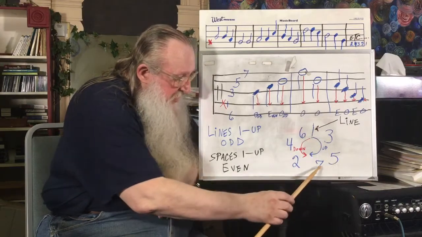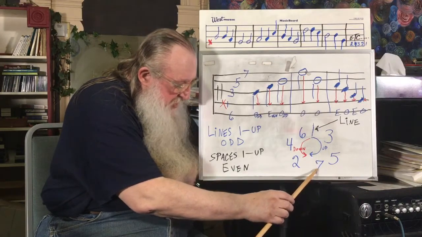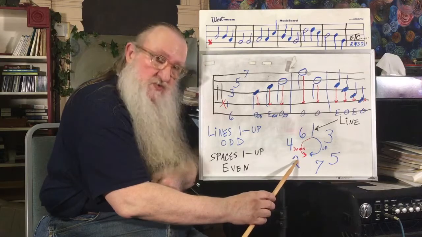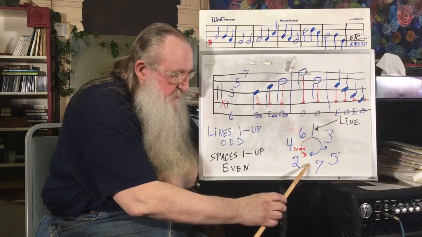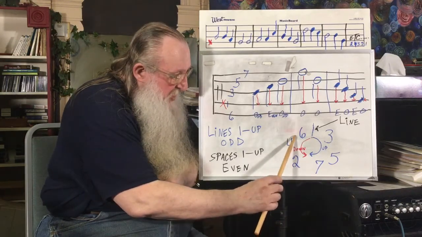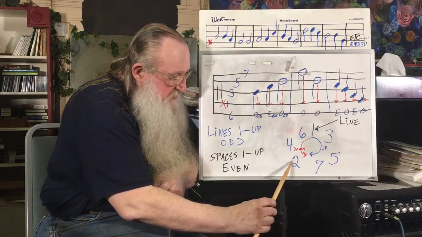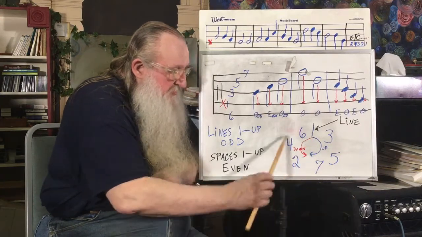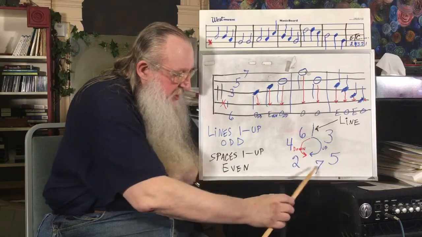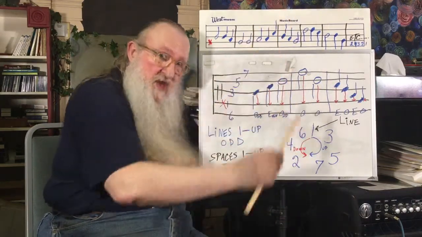If we continue the pattern for the line on 7, the next line above that's going to be 2, because 1 moves to a space. So 1, 3, and 5 now are going to be spaces, and 2, 4, and 6 will continue on the lines. So line, line, line, line, line, line, line, all the way up.